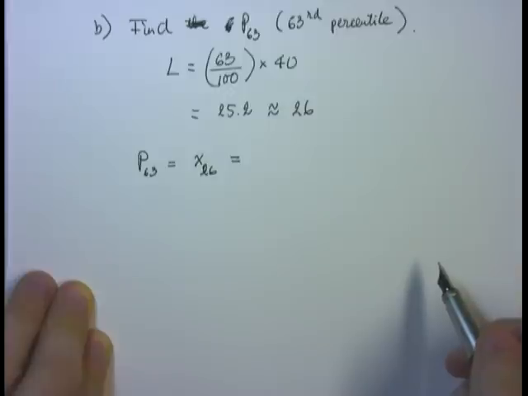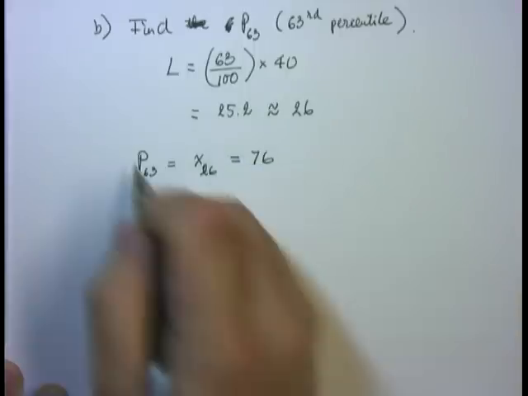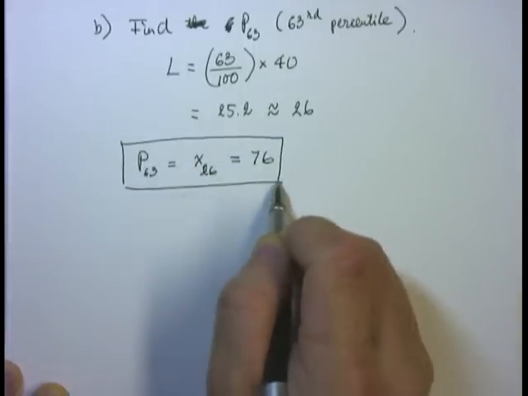And so on my list, my 26th value would be 76, and that is how I find my 63rd percentile.